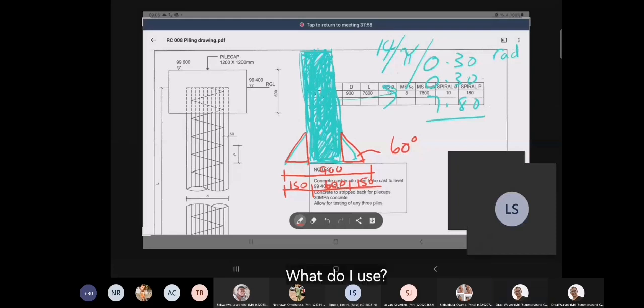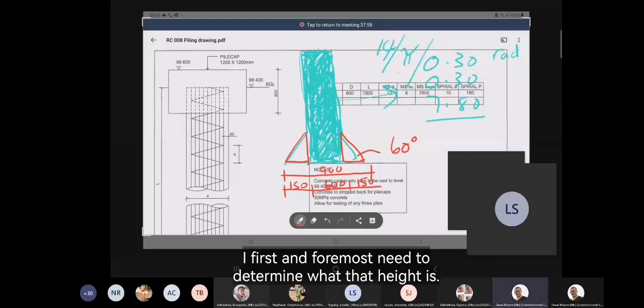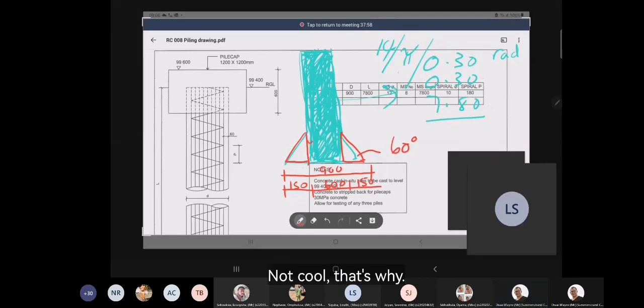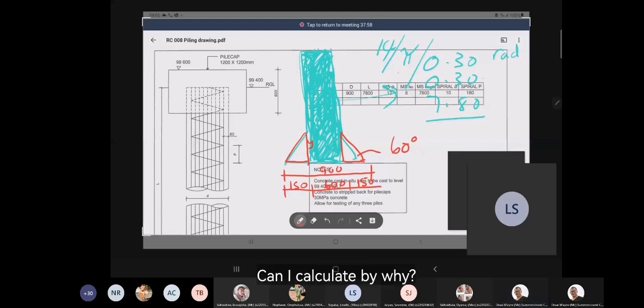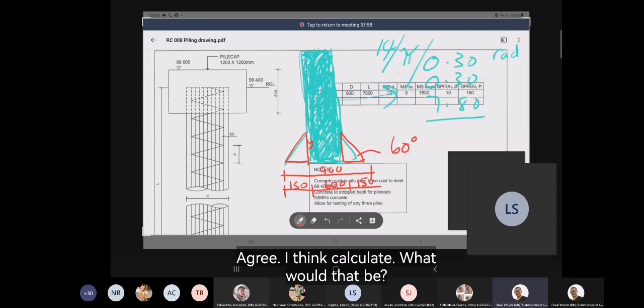What do I use? I first and foremost need to determine what that height is, and I call that y. To determine what that height is, can I calculate y? I've got someone saying, yes, agree, I can calculate it. What would I use?